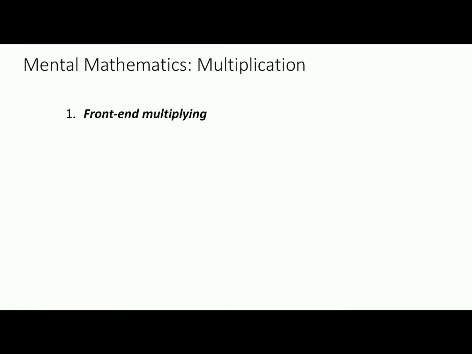Mental mathematics. So we want to get kids thinking in their heads about math, right? So how could they do these problems in their head? Well, they could front end multiply. So if I wanted to do 78 times 4, we break down those numbers. 78 is 70 plus 8, so I'm going to multiply each of those by 4 first. So 70 times 4 is 280, 8 times 4 is 32, and then add those together to get 78 times 4.